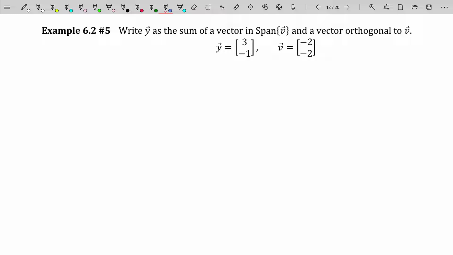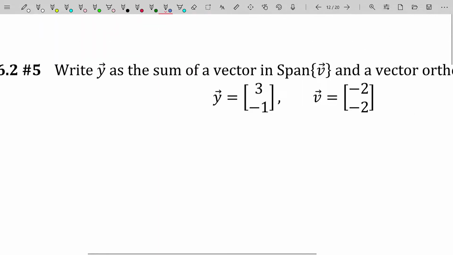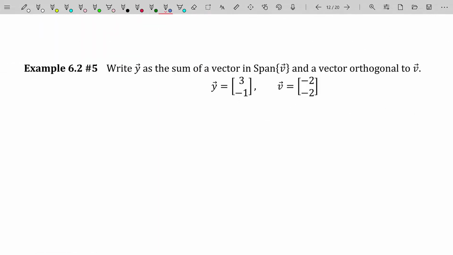We found a vector in the span of v, which is called the orthogonal projection of y onto w, or the space spanned by v. So we want to write this vector y as the sum of that orthogonal projection and a vector orthogonal to that projection, essentially. And to do this, I'm going to derive the sum using our geometry from the last picture.